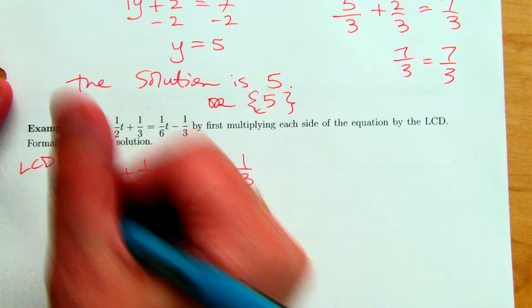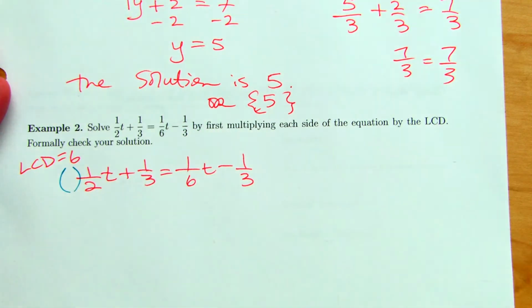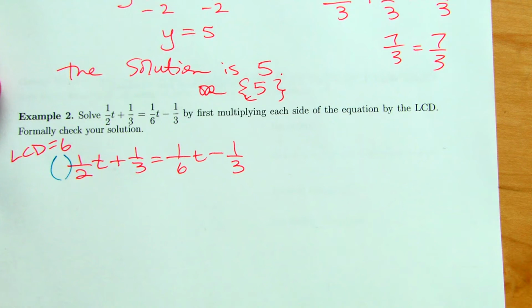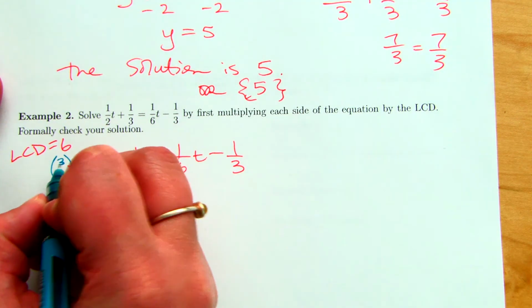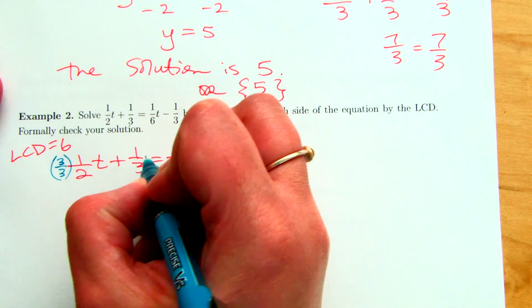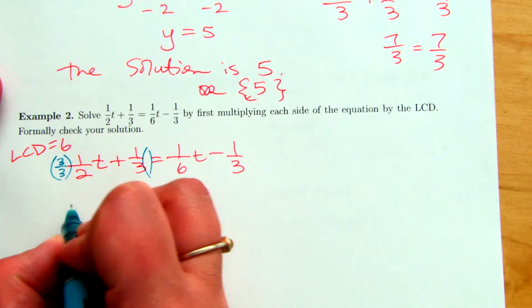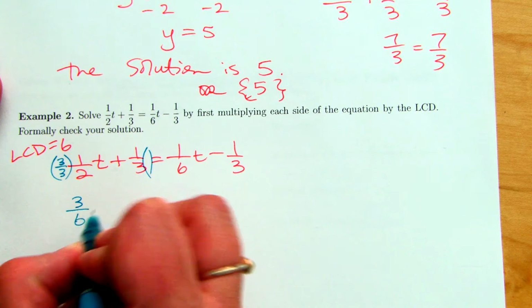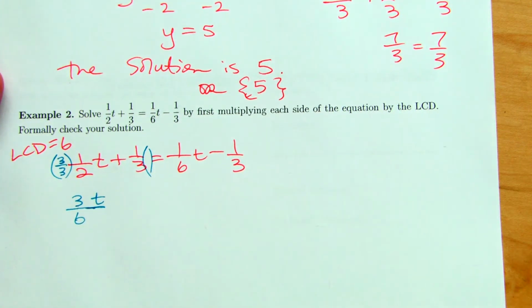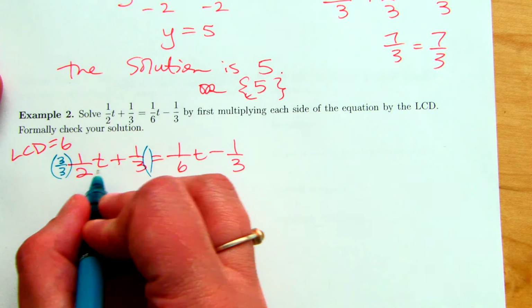What do I have to do to 1/2 to make it have a denominator of 6? By 3/3. I'm multiplying it by 1, so I'm not changing the value, right? So this is actually now 3/6t. And actually that t can go up top with the 3, just like we proved before, because it's over 1.